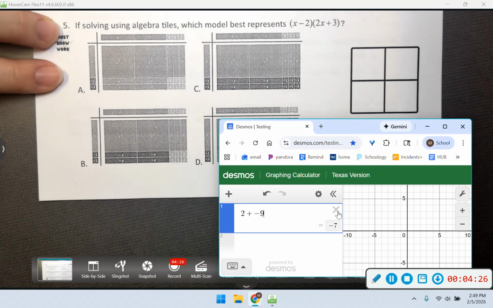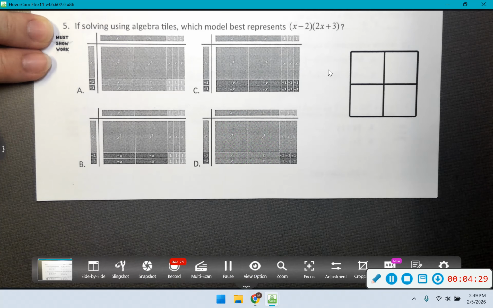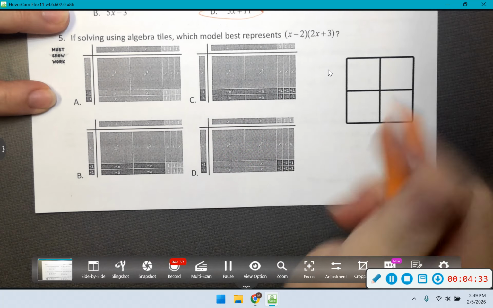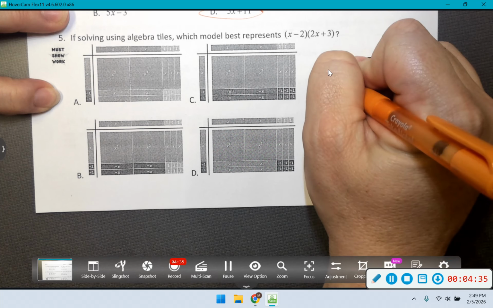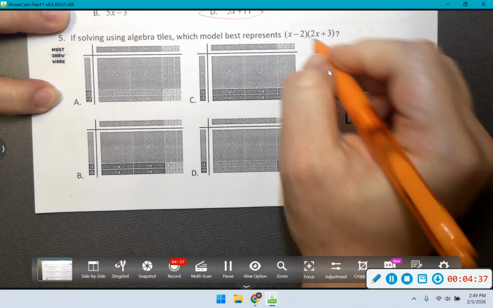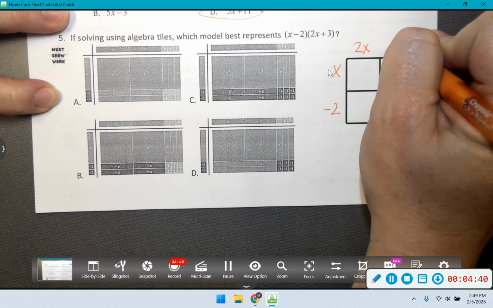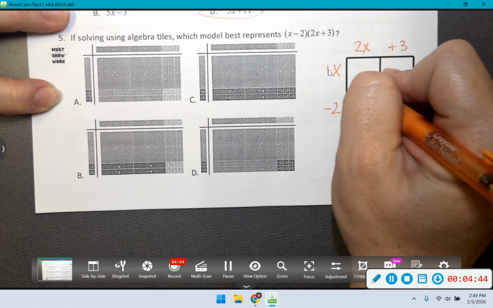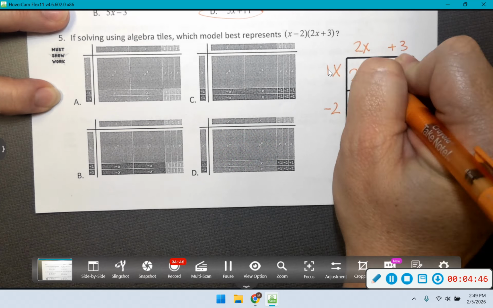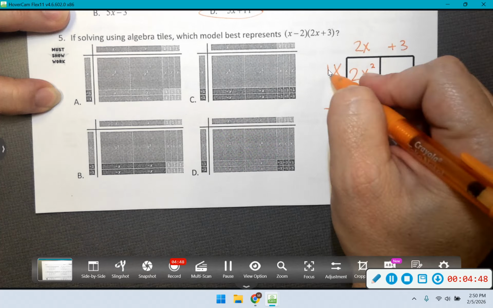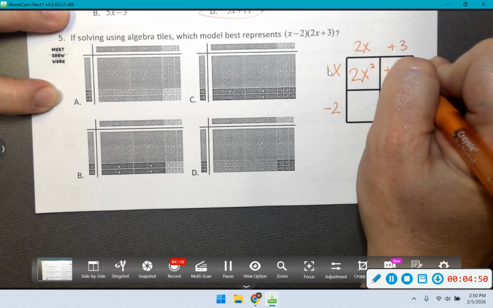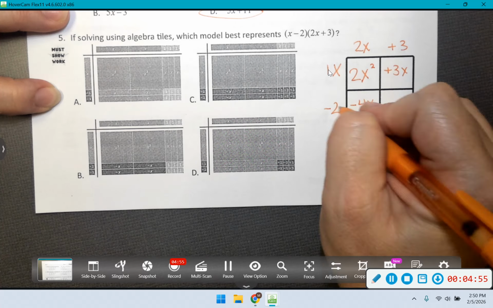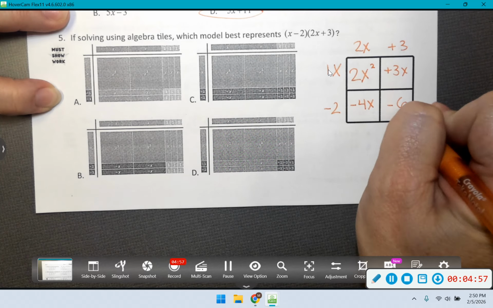Okay, looking at number 5. I have the box because I'm going to be multiplying. There's nothing in the middle, so I know I'm doing the box. So I'm going to go ahead and multiply them. So I have x minus 2 and then 2x plus 3. And I'm going to multiply x times 2x. I can put a 1 here if I want. 1 times 2 is 2. X times x is x squared. 1x times 3 is 3x. 2x times negative 2 is negative 4x. And then negative 2 times 3 is negative 6.